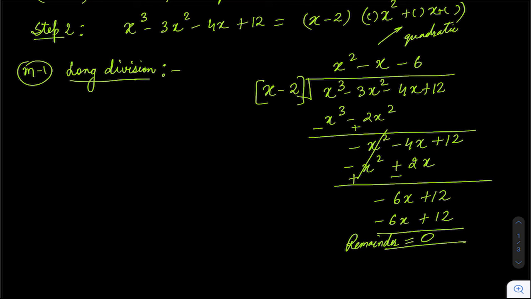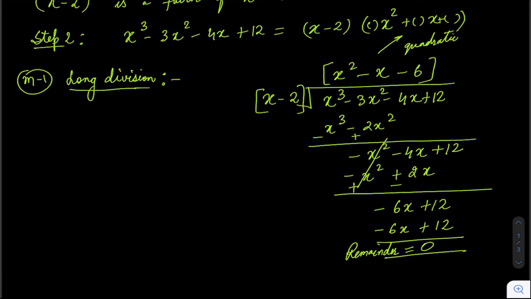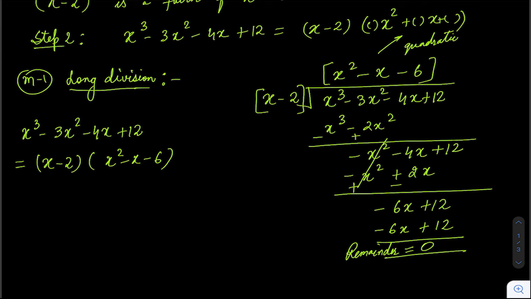Okay, so once you get this 0 value as remainder, now this x square minus x minus 6 is our remaining quadratic that we need. So now what we will do is, we will have this equal to a linear factor, that is x minus 2, and a quadratic, that is x square minus x minus 6. So now we managed to factorize this cubic into a linear and a quadratic. So now all you have to do is just factorize this quadratic.